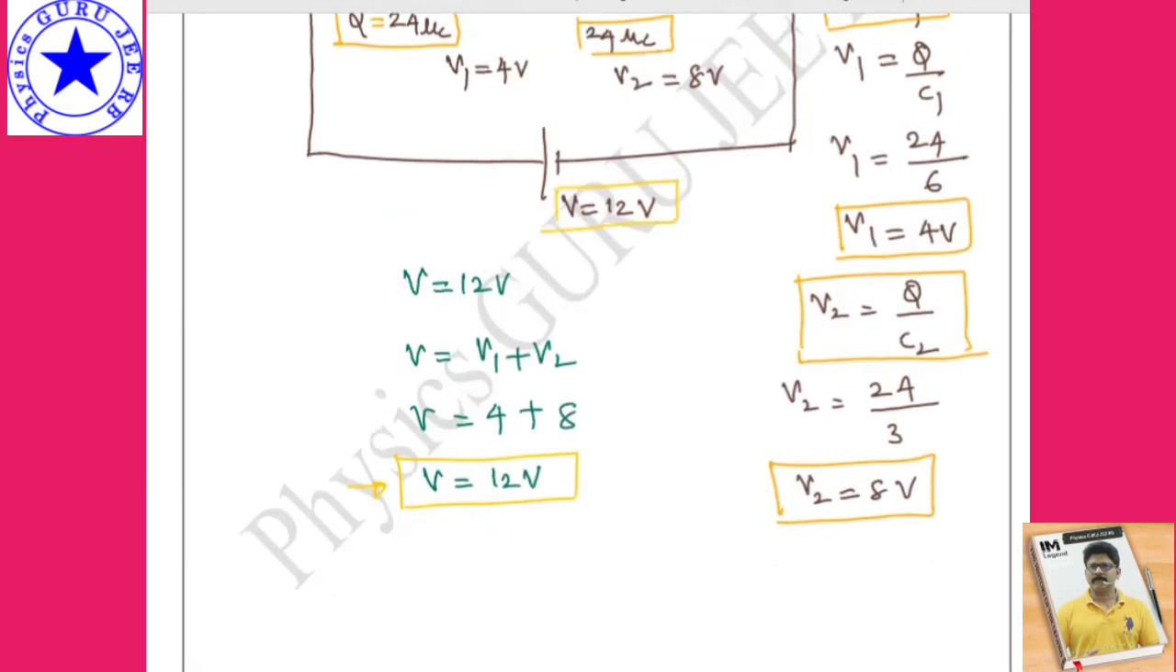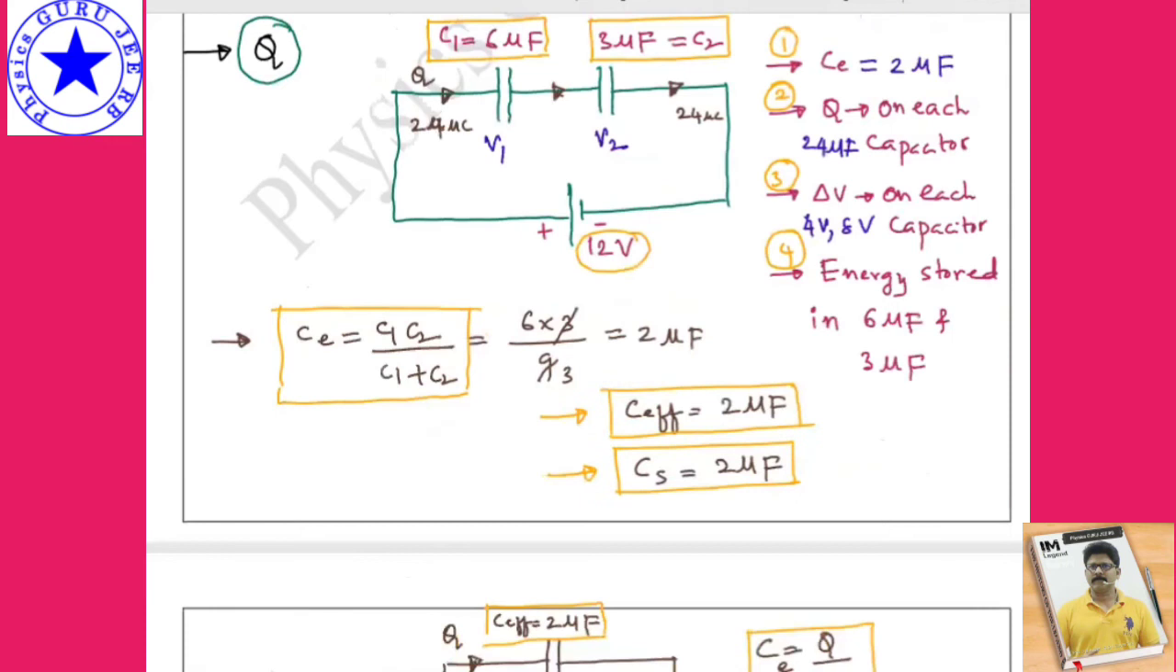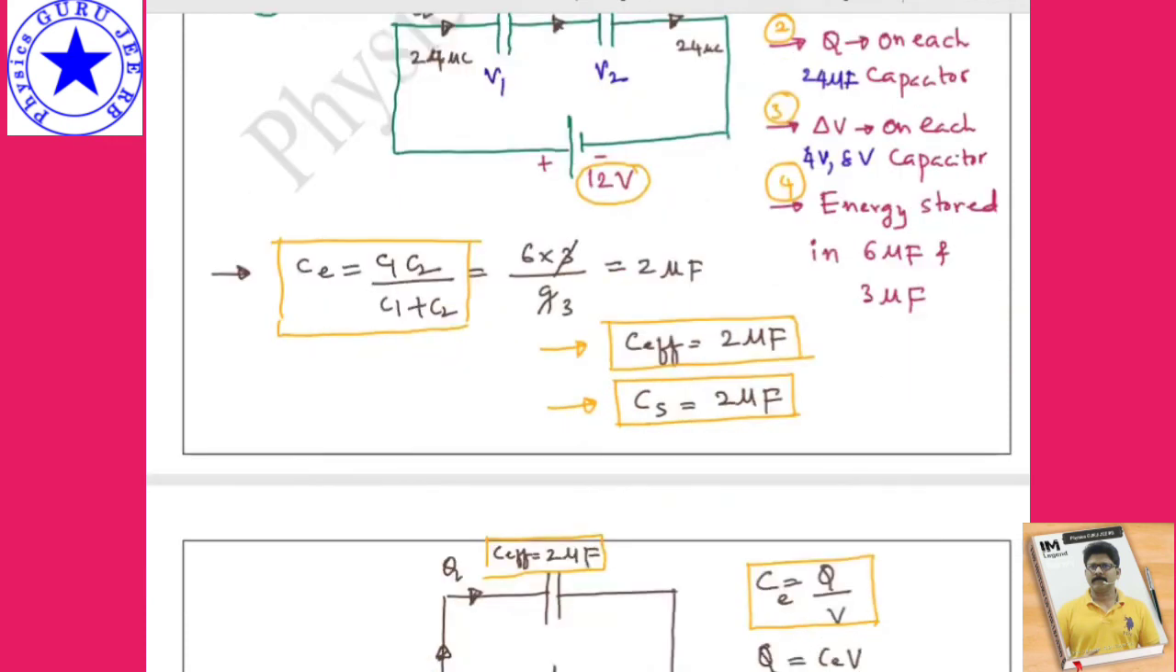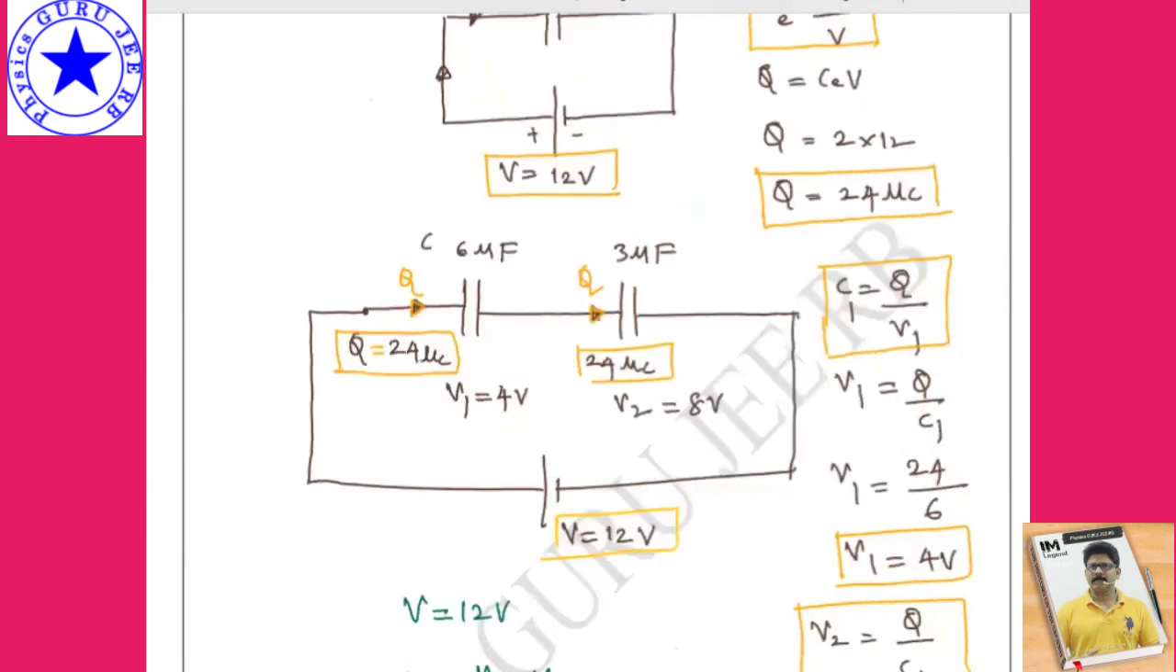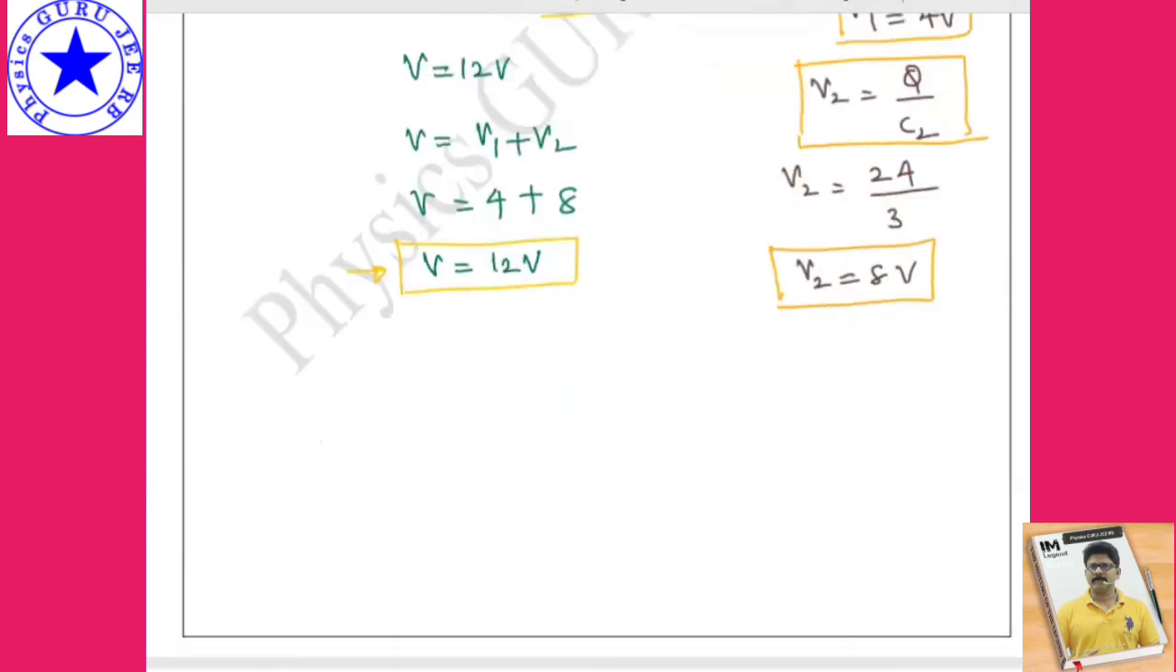Okay. The last one we require: 1, 2, 3 are completed. The fourth one is the energy stored in 6 microfarads and the energy stored in 3 microfarads. Can anybody tell what is the energy stored in 6 microfarads? For energy stored, we can take different equations. There is no problem here.